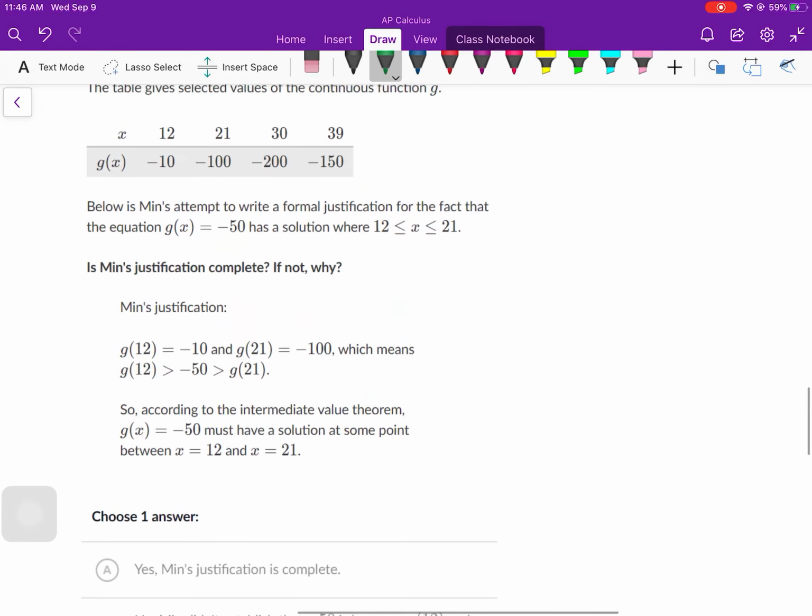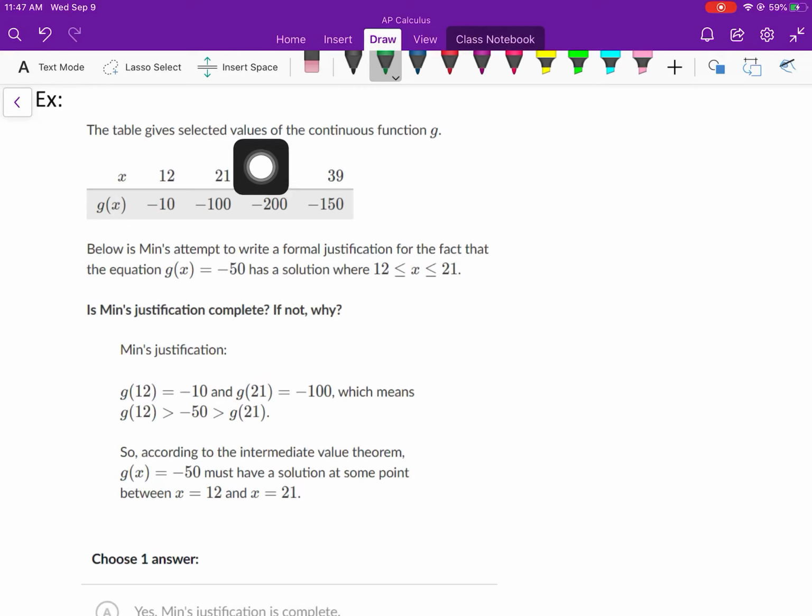Let's look at another one. The table gives selected values of the continuous function g. So they're telling us in this problem that g is continuous, but that means in Min's justification, he also needs to mention whether it's continuous or not.